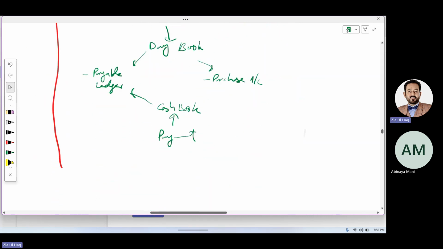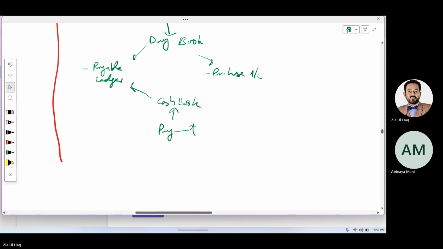Let's discuss what could be the controls for payment. Payment should be authorized by two persons, meaning one person should not be authorized to make payment. There should be two signatories. Like the chief accountant should approve the payment and then the accountant, by signing the cheque, should make the payment. If there is one person, payment could be misused.